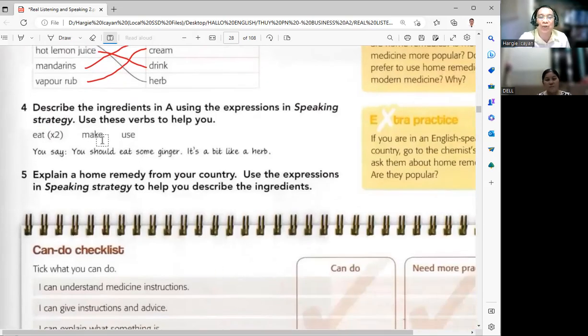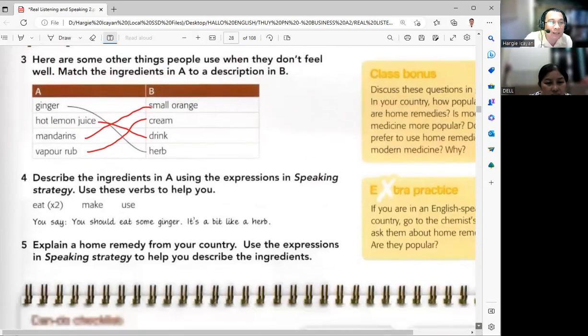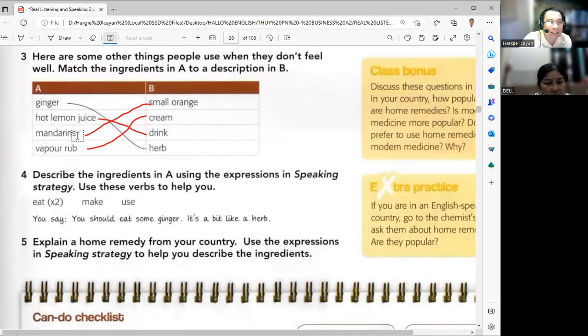Now, let's try to describe the ingredients in A using the expressions in the speaking strategy. Use these verbs to help you. For example, when you say, you should eat some ginger, it's a bit like a herb. Okay? We have to use this one. Eat will be used twice, make is only one, use is only one.